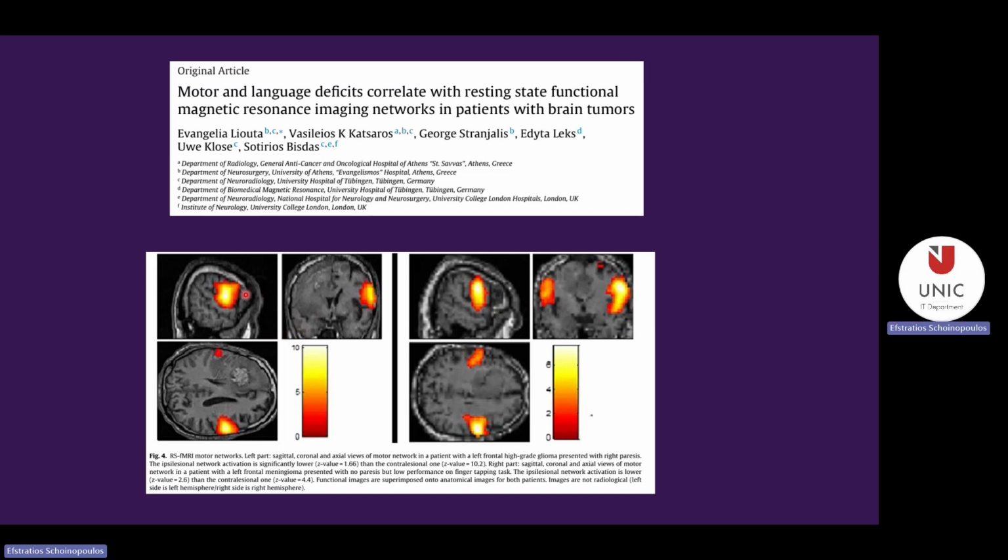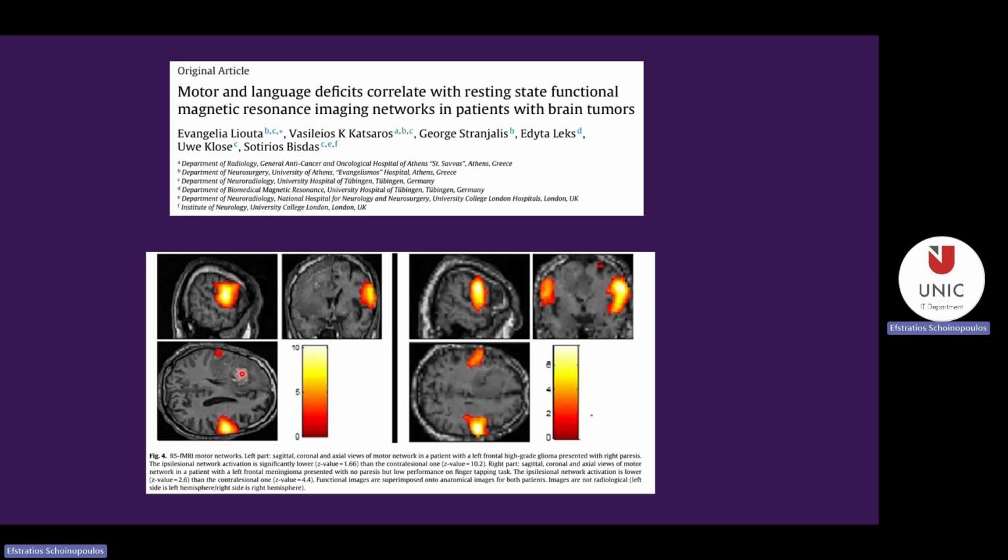We applied, as you can see, some statistical methods in order to map language and motor areas in relation to some lesions. You can see here a tumor. The main point, and this is my expertise in neuro-oncology, is that patients with brain tumors, some of them, have a lot of years of overall survival.